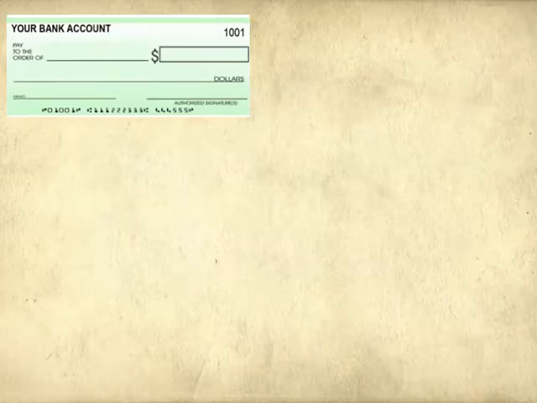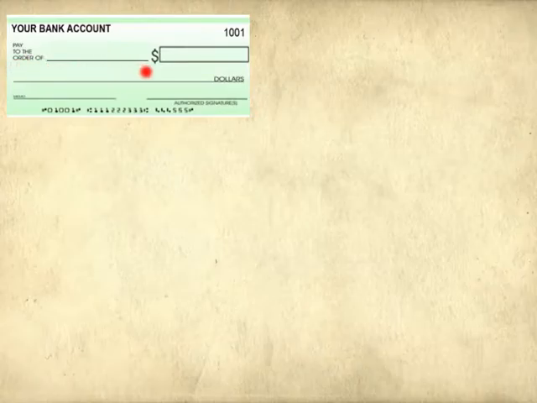So looking at a check, up here it says your bank account. On a real check, this would have your bank information, probably your name and address. You could maybe ask your parents if you could have a look at one of their checks. The checks are numbered, and that's to help you keep track of them. So if you write check 1001, you can write down somewhere what you wrote so that you can make sure that you have the right amount of money in your bank.